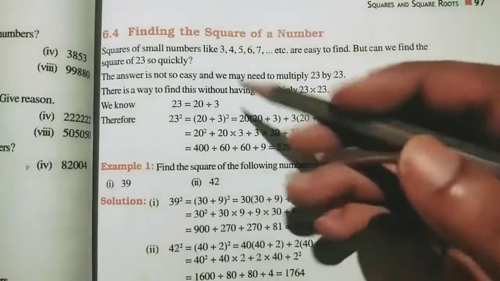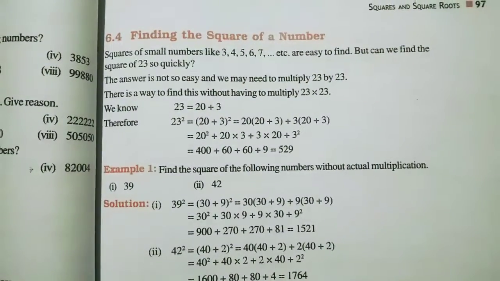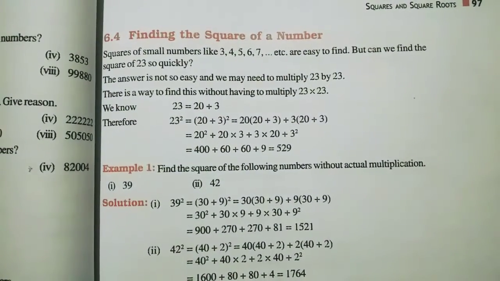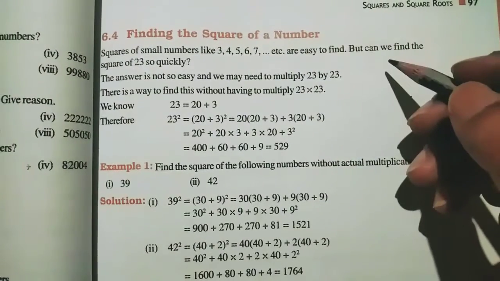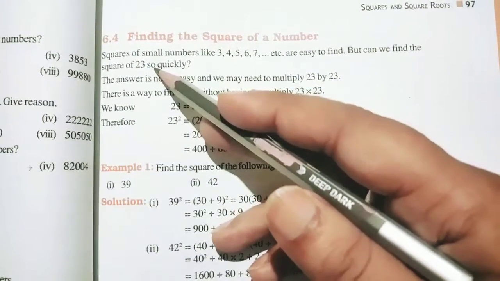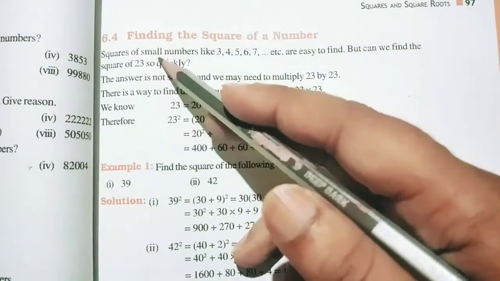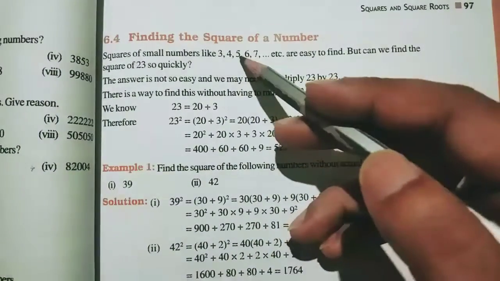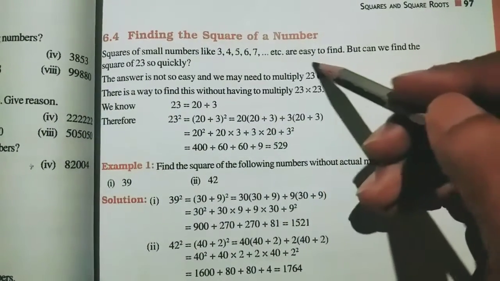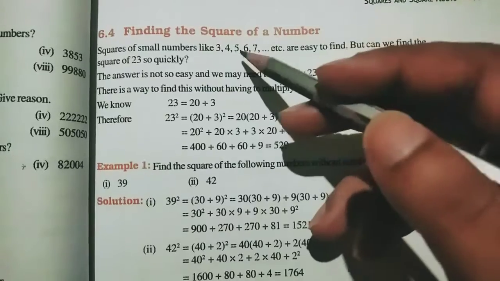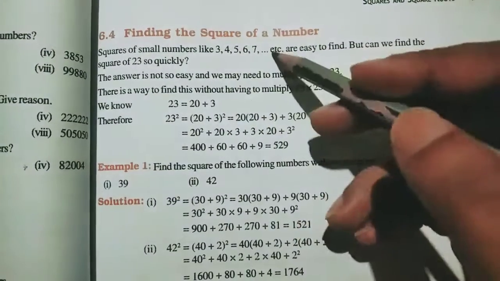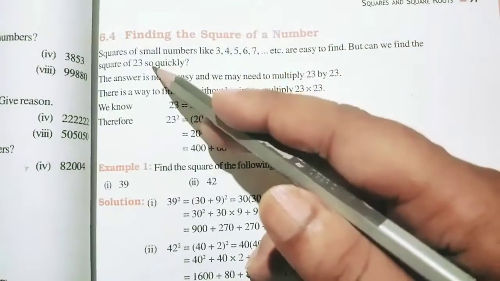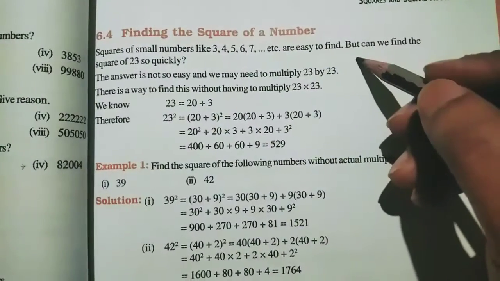So to find the square of any number, what do you do? You do the traditional multiplication. Suppose here it is given 23. Squares of small numbers like 3, 4, 5, 6, 7, etc. are easy to find, right? So 3 square is 9, 4 square is 16, and so on. But can we find the square of 23 so quickly? So how can you find it?